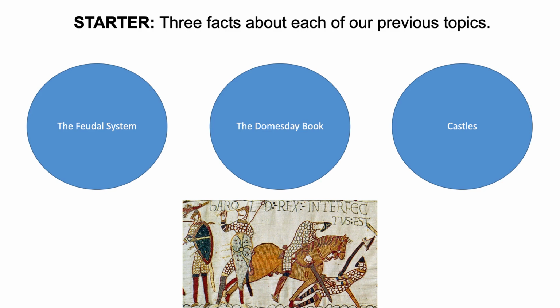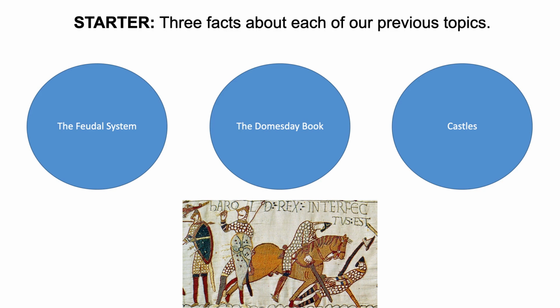Okay, so let's think about some facts about the feudal system. Now these are just some of the ones that I have thought of. I'm sure that you had plenty of different ones, but the three that I could think of is: the king owns all the land. He is at the top of the feudal system. The peasants are at the bottom of the feudal system, and then your nobles are second, your knights are third.